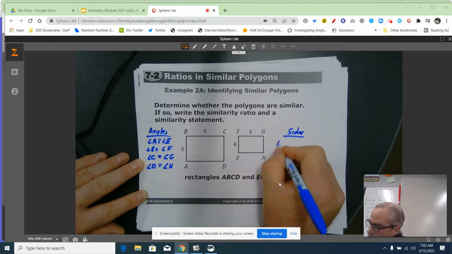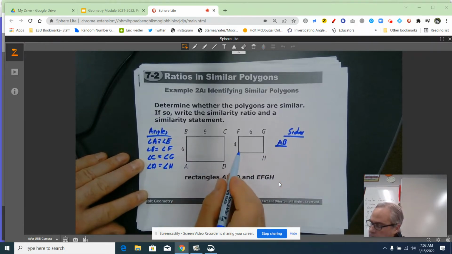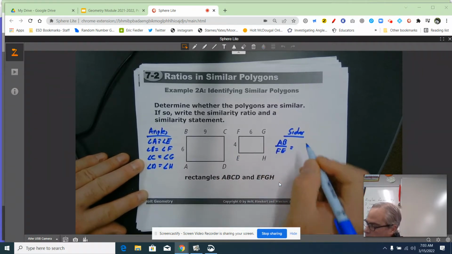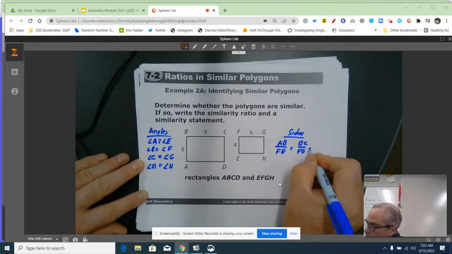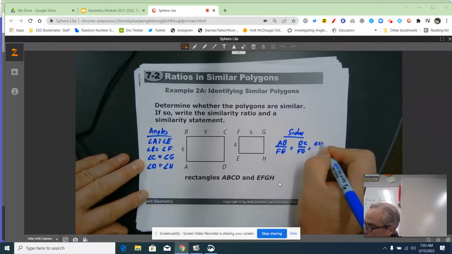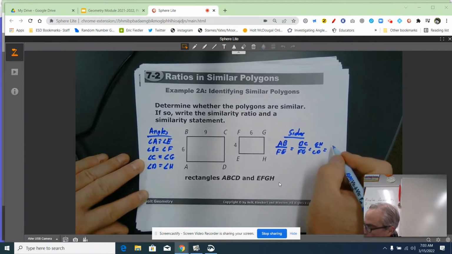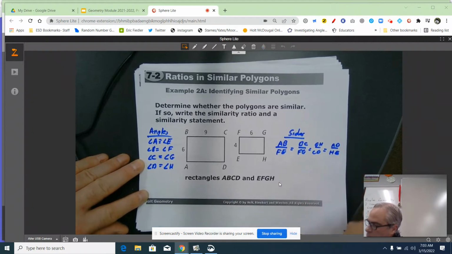So AB for the rectangle on the left, I think it's going to correspond to FE in the one on the right. And then we'll just go around this, BC and FG. I got to make four. We may run out of room here. GH, CD, and then AD and HE. Are those in the same proportion?